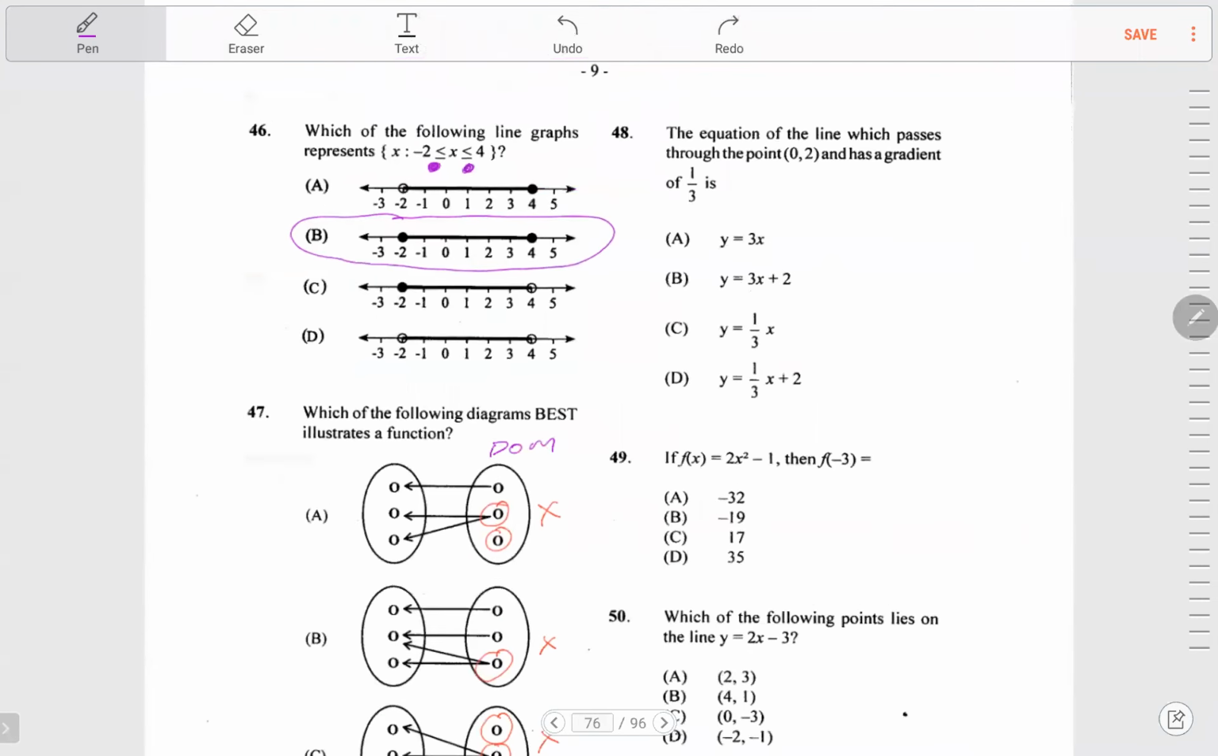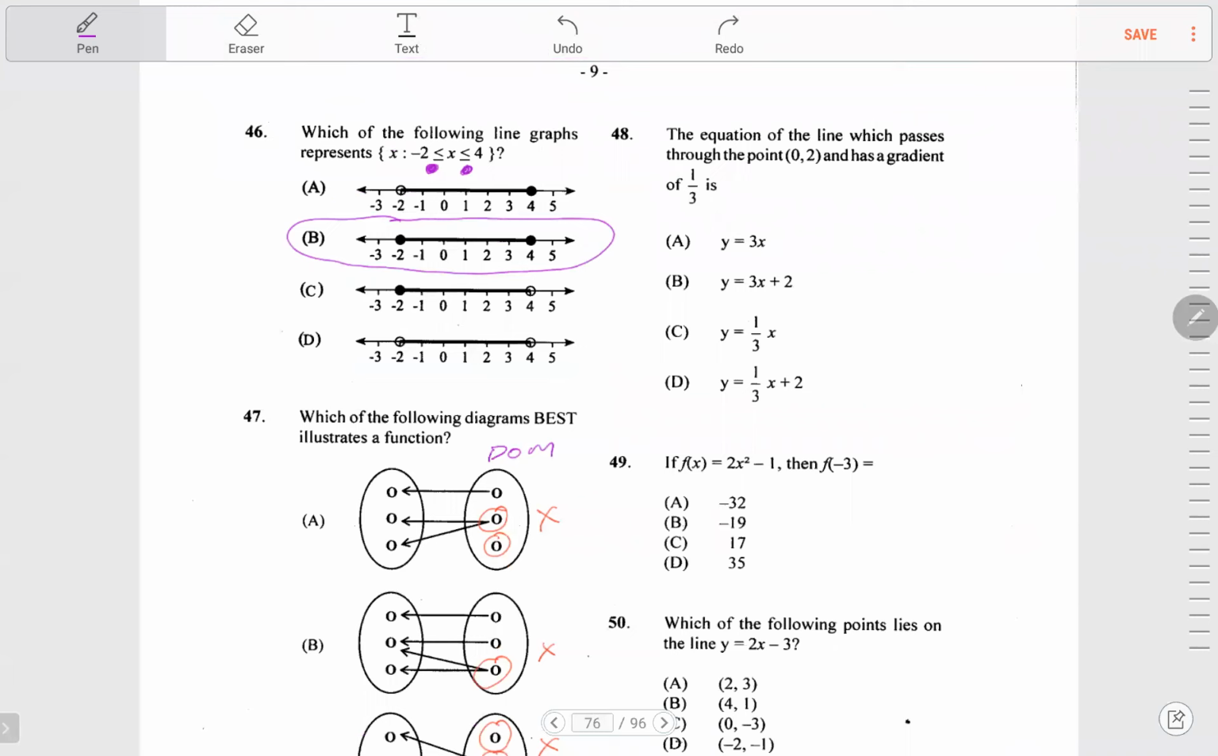Number 48. The equation of a line which passes through point 0, 2. So this is now the C, the y-axis intercept. A while ago it was 0, 5, I think. So the C equals 2, and the gradient is a third. So that is our M. The M is a third. So the C equals 2 and the M equals a third. It's y equals mx plus c. So this is it.